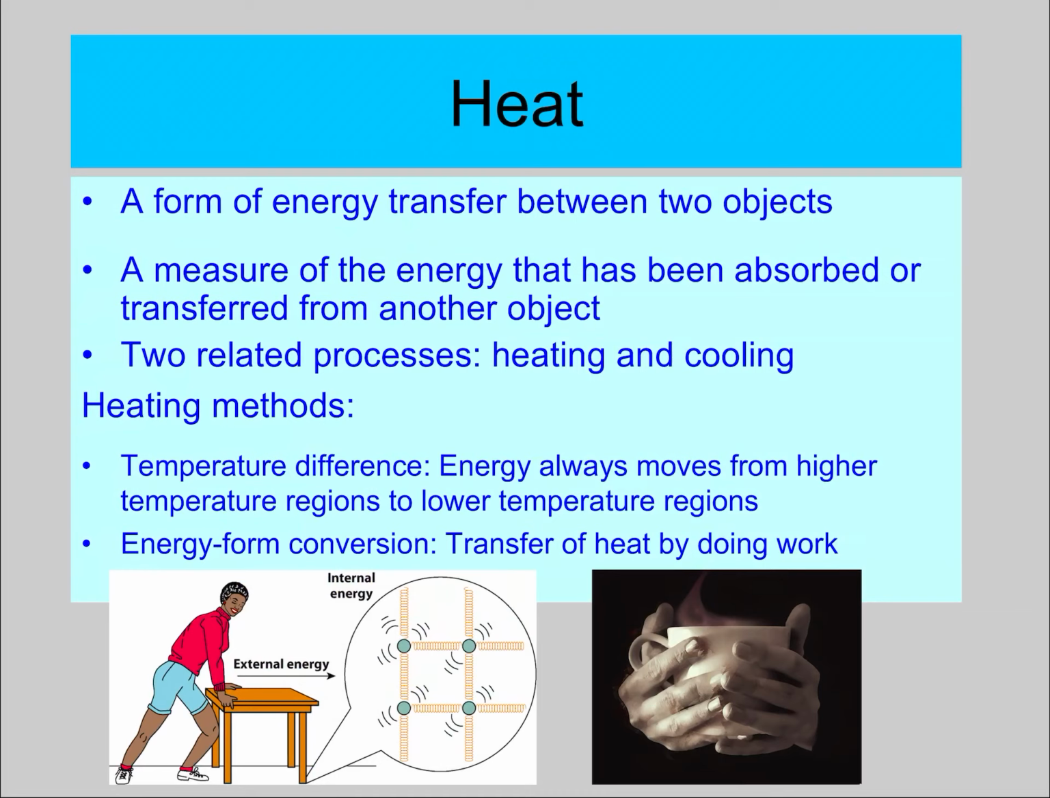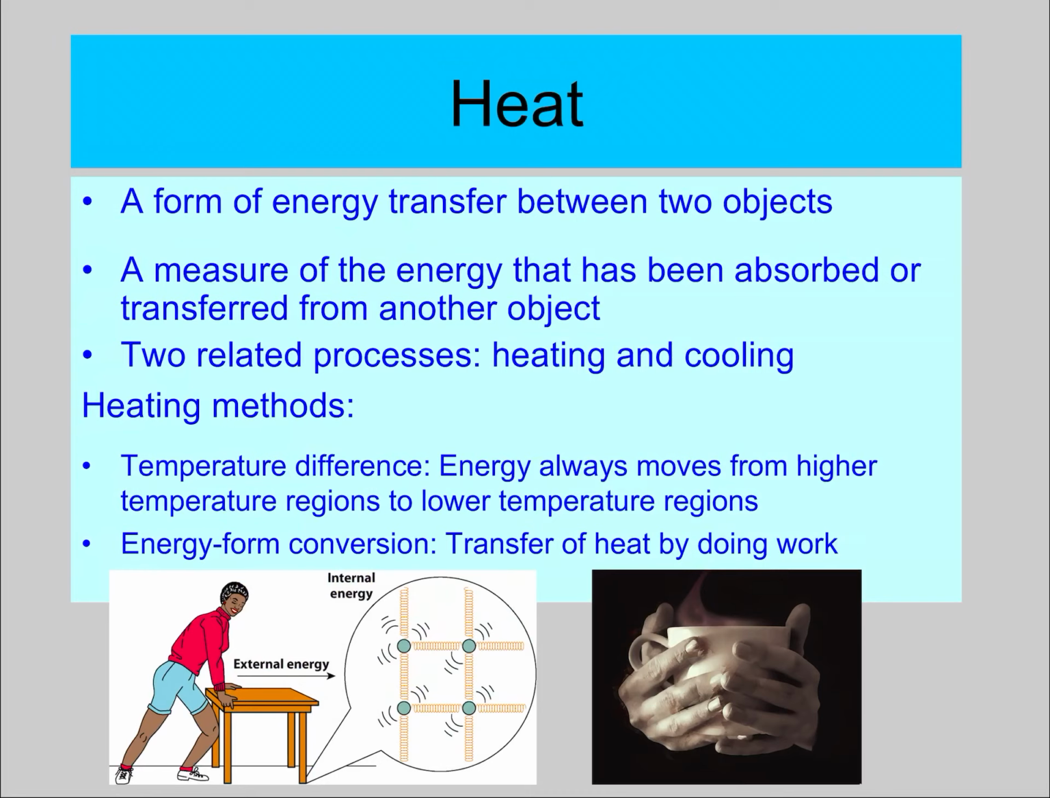So there are two related processes, heating and cooling. If you think about what I just said, the spoon heats up, the coffee cools down. Because if heat is lost by one object, it's got to be gained by something else. Because heat is conserved. Because it's energy. And energy is conserved. Remember we talked about that in chapter 3.